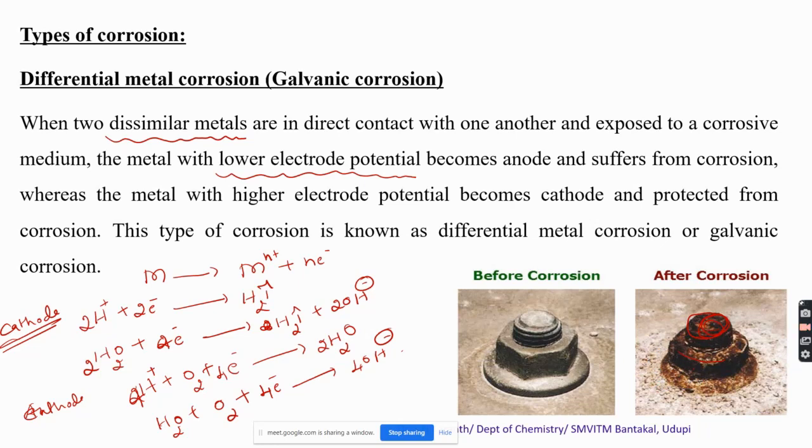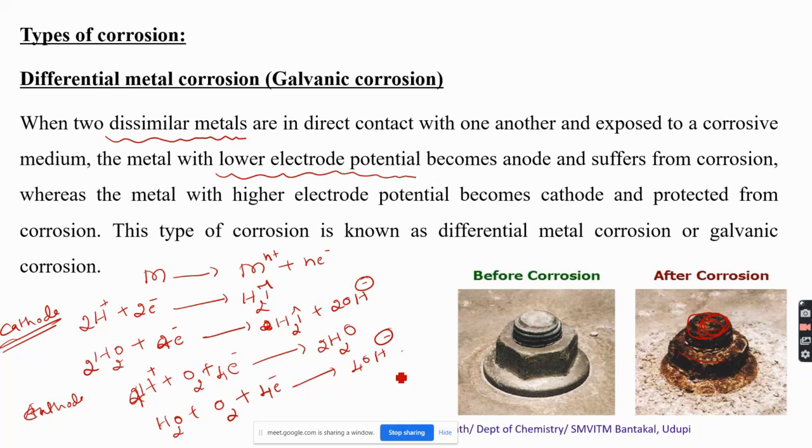Whereas the metal with a higher electrode potential becomes the cathode and is protected from corrosion, and this type of corrosion is known as differential metal corrosion or galvanic corrosion. The possible reaction during galvanic corrosion is that the metal gives electrons, forming metal ions with the liberation of n number of electrons. At the cathode, if the atmosphere contains a high percentage of hydrogen, then liberation of hydrogen takes place. And sometimes if the medium is neutral, then liberation of hydrogen takes place along with the formation of hydroxyl ion. If the medium contains a high percentage of oxygen, then it takes place by the absorption of oxygen, forming hydroxyl ion.